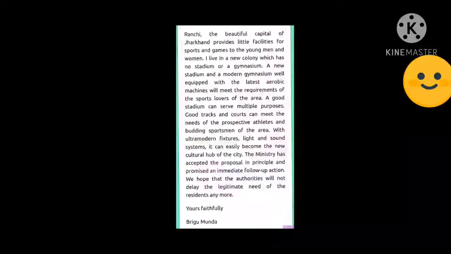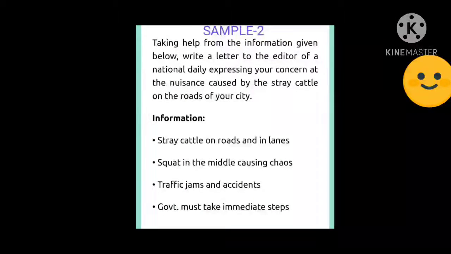Okay, let's see the second sample letter. Taking help from the information given below, write a letter to the editor of a national daily expressing your concern at the nuisance caused by the stray cattle on the roads of your locality. You often experience that when we are going on the roads, a lot of cows may be standing or sitting in the middle of the road, causing a lot of interruption or disturbance to the traffic, and there will not be anybody to drive them away. And so we are facing this kind of issue in our daily life.